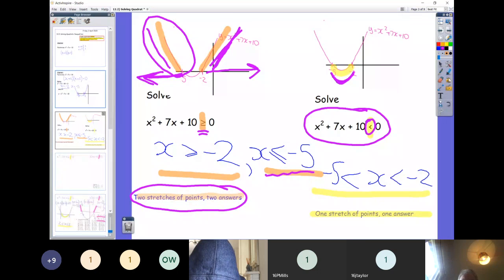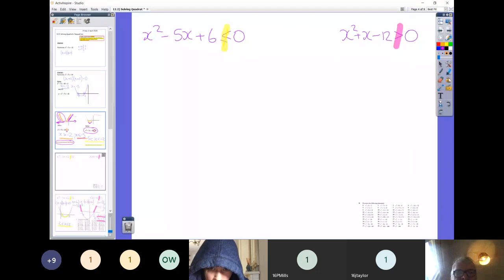So what I would like you, please, so this is the key bit of the lesson. I would like you, please, to do the two that are on your screen now. So they're two separate questions. So step 1, you are going to go and factorise, assuming that they equal 0. Step 2, you will go and do a sketch.